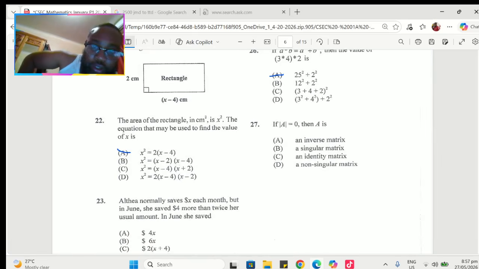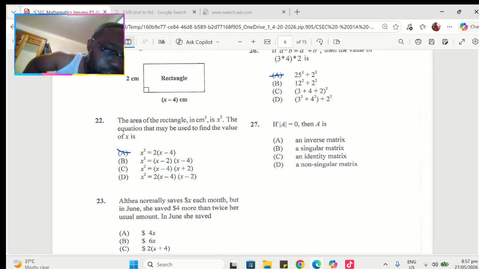Number 27. If the determinant of A is equal to 0, then A is what type of matrix? You never know. What type of matrix will this be? It is called a singular matrix.